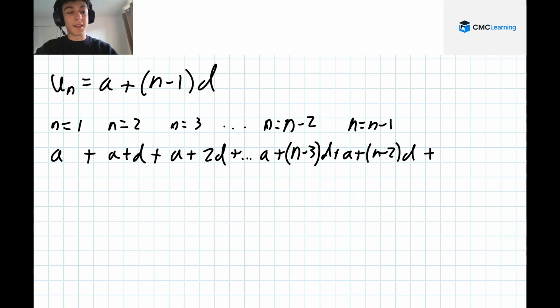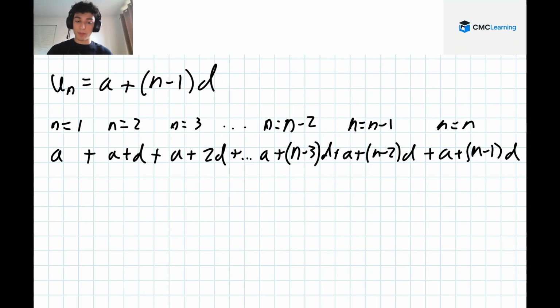And of course the last term in this series, we say n is equal to n, so it's the last term. For example, if n is equal to 100, this would be the 100th term. So essentially sub in 100 as n. But we just write this as the nth term, which in this case is a plus n minus 1 multiplied by d. Let me tidy up this expression a little bit.